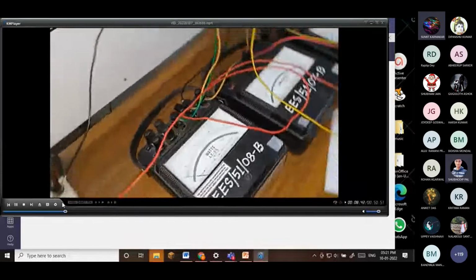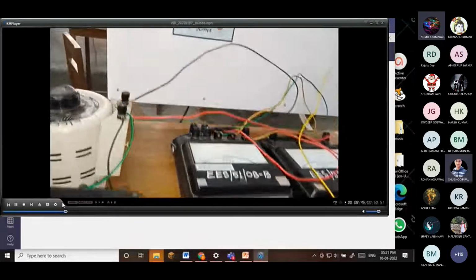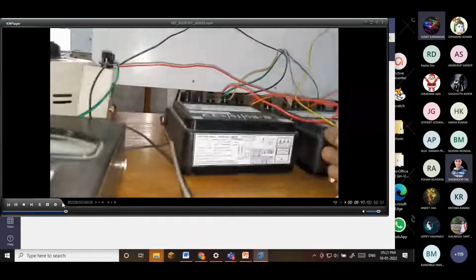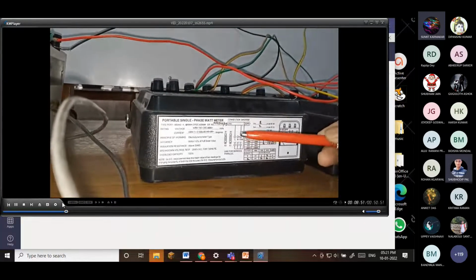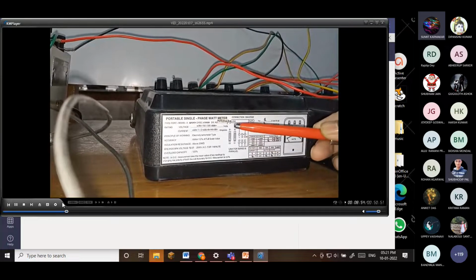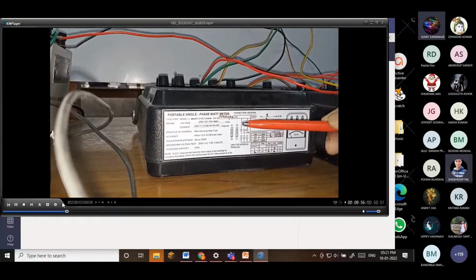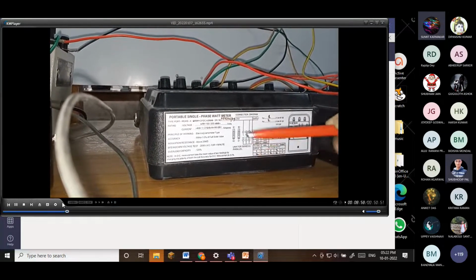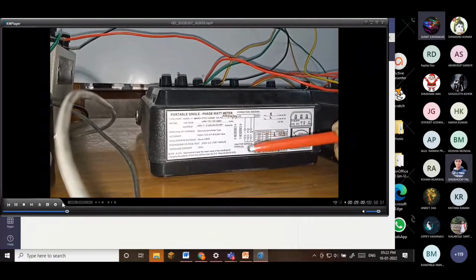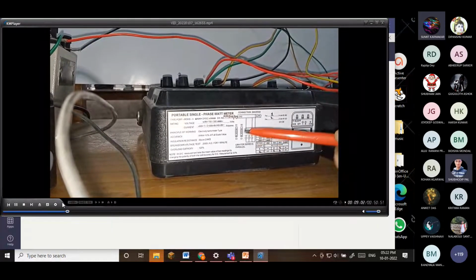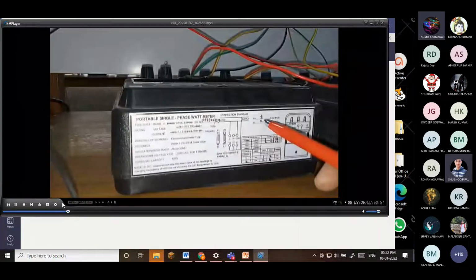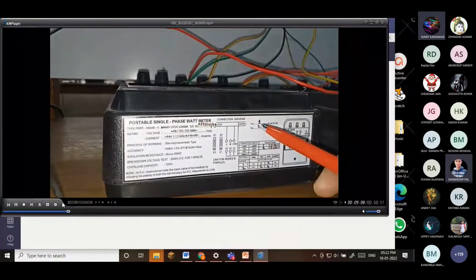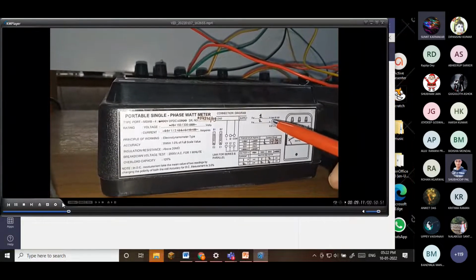So accordingly, we'll have to calculate the multiplication factor. Now you can see here, usually it is given, B1, B2, and E1, E2. If we connect B1 and B2, that means if we join B1 and B2, then we will be using this for 1 ampere, okay?